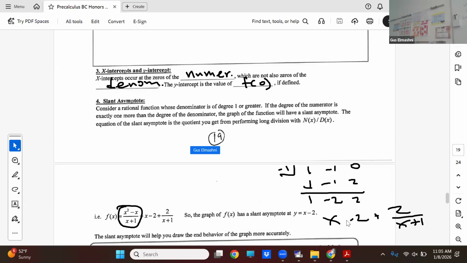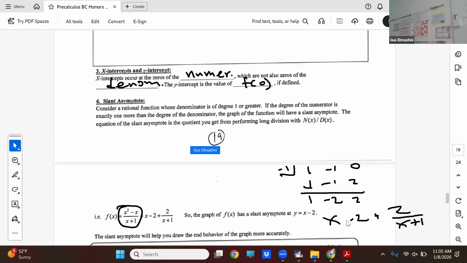When x is going towards positive or negative infinity, you look at this and say, well, if x is approaching positive infinity, I don't care about this little fraction. So it looks like x minus 2. Hence, you have a slant asymptote. Likewise with negative infinity, if x is approaching negative infinity. That's why we do that. That's why we have this division process, to understand how the ends of the graph behave.